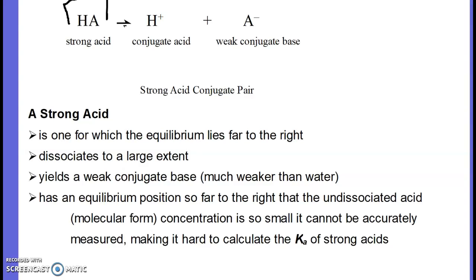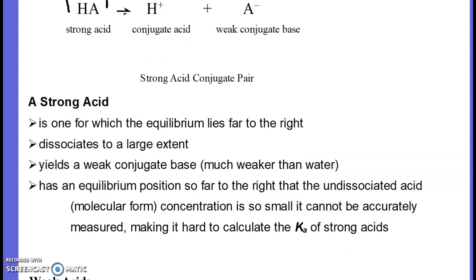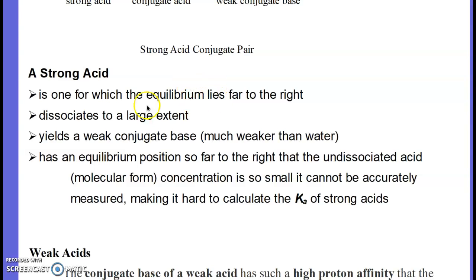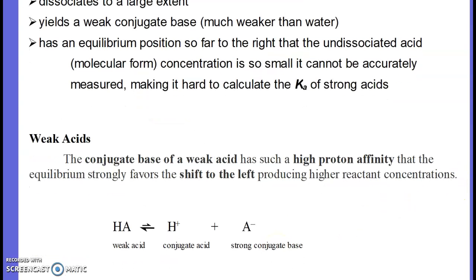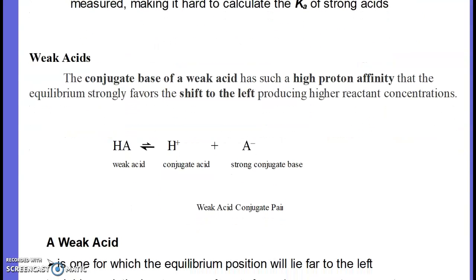so you have the strong acid conjugate pair. For strong acids, equilibrium lies very far to the right, dissociates 100%, makes a weak conjugate base if you're looking at it the opposite direction, and can't really calculate the Ka. The concentration is the pH.